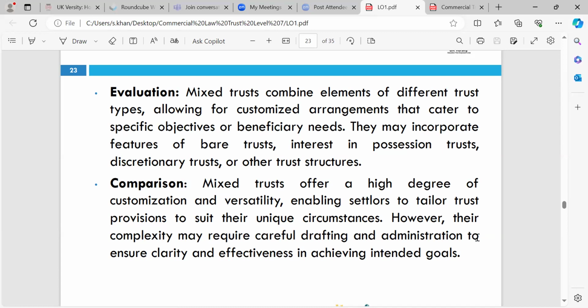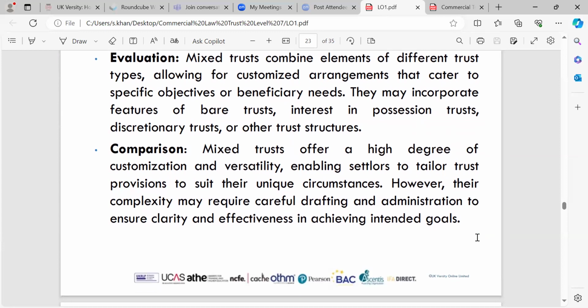So the evaluation of mixed trusts. They combine elements of different trust types, as we mentioned, allowing for customized arrangements that cater to specific objectives or beneficiaries' needs. They may incorporate features of bare trusts, interest in possession trusts, discretionary trusts, or other trust structures. The comparison is that mixed trusts offer a high degree of customization and versatility, enabling settlors to tailor trust provisions to suit their unique circumstances. However, their complexity may require careful drafting and administration to ensure clarity and effectiveness in achieving intended goals.